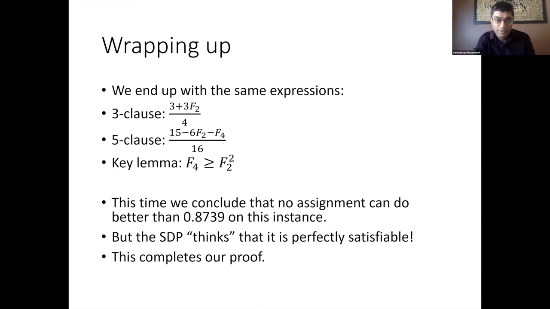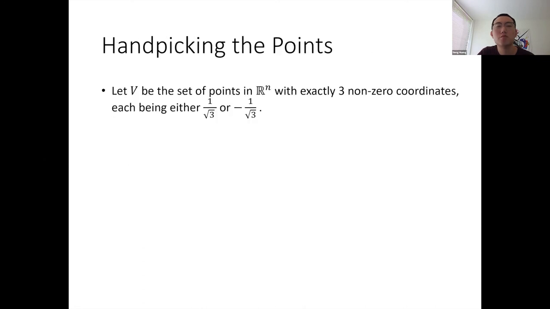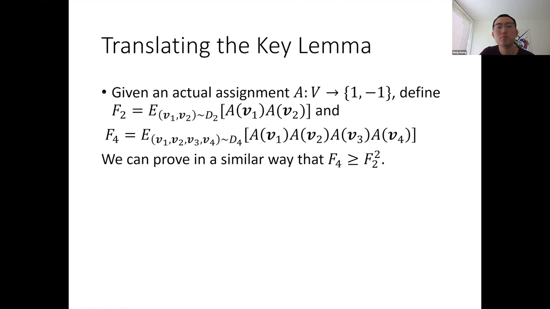Can you say something about how you go from RPR² rounding to no assignment doing better than 0.8739? So let me go back. We have defined F2 and F4 differently here. In the definition, we changed F2, which was originally in terms of RPR² functions, into actual assignments. So now in order to prove this, we take an actual assignment, and then we have F2 and F4, and we express the value of the rounding schemes in terms of F2 and F4, and the same argument will apply.